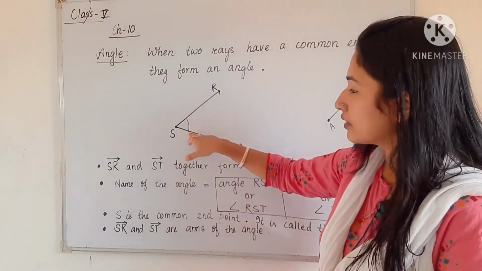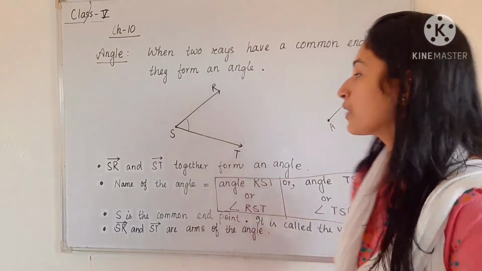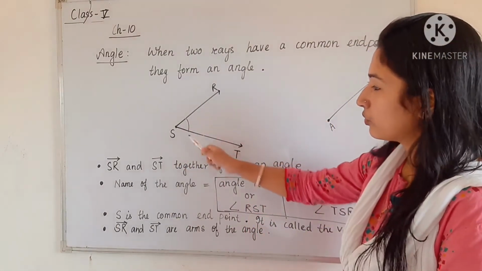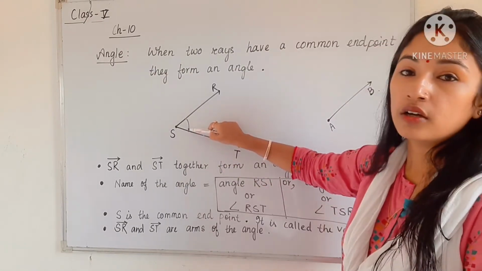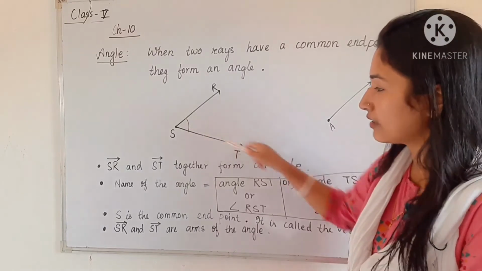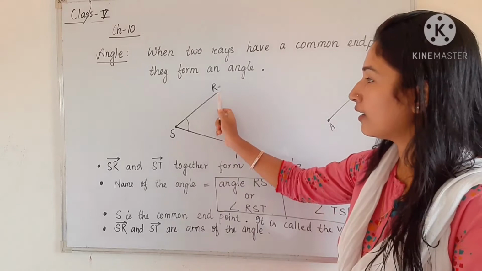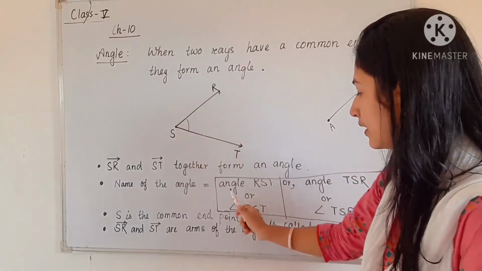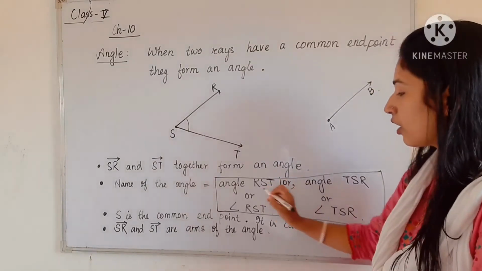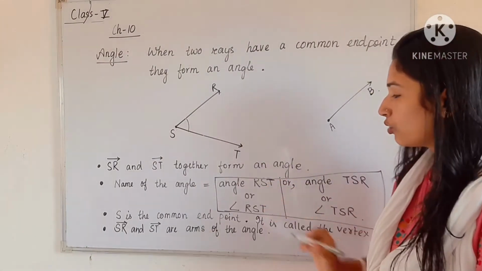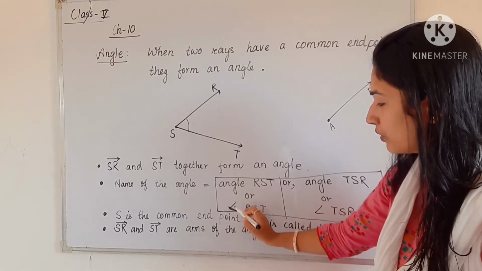Here there is one angle and we have to name that angle. So what is the name of this angle? As you can see, the angle is formed using the 2 rays SR and ST. So the name of this angle should be angle RST. So we can write angle RST. Or in short, you can denote the symbol of angle like this. This is the symbol of angle.